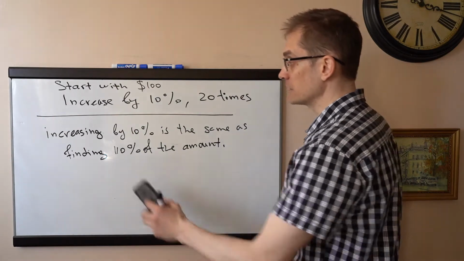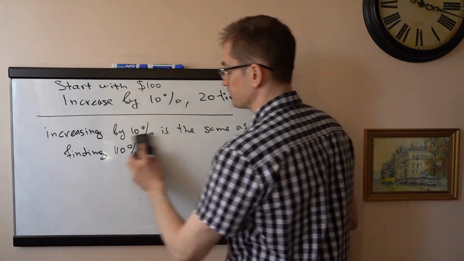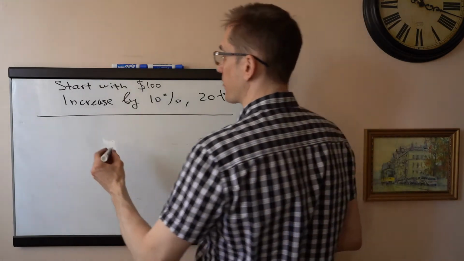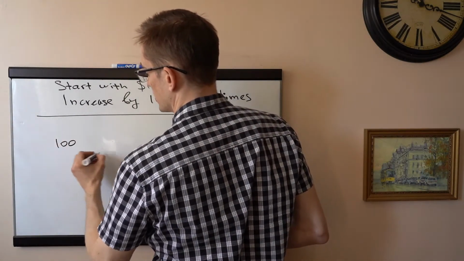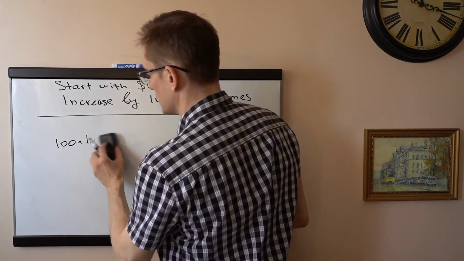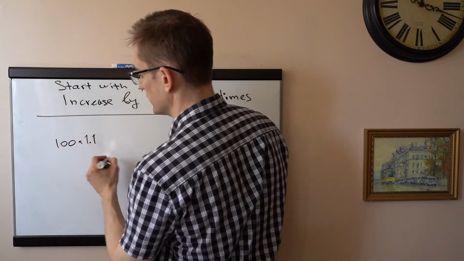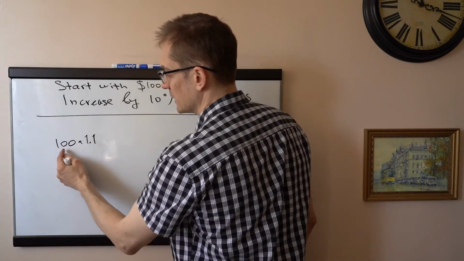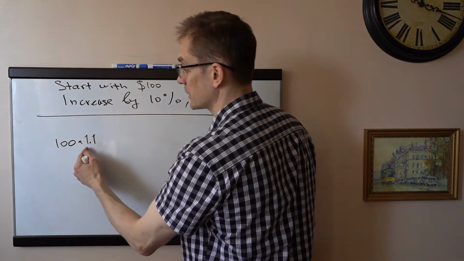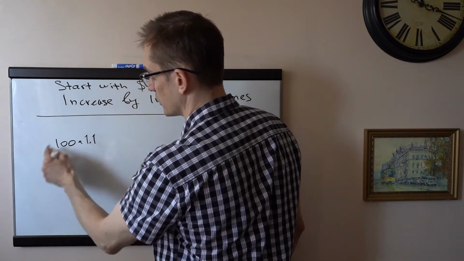Okay, so increasing by 10% is the same as finding 110% of the amount. What that really means is that you start with $100, then you multiply by 1.1, which is the rate per one for 110%, right? So what you just did, you increased $100 by 10%. In other words, you found 110% of $100.